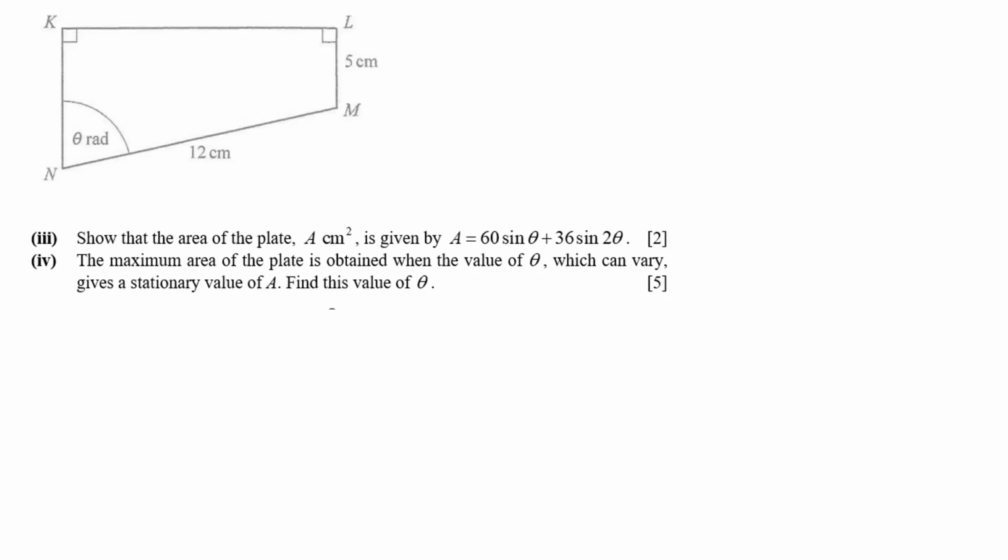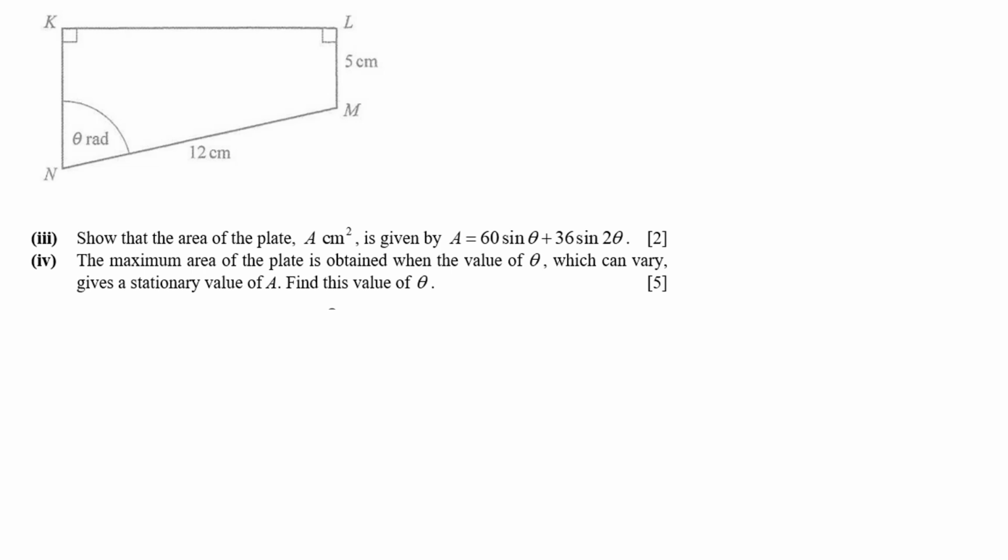Right, so part 3 and part 4 are related to differentiation of trigo functions. Part 3 is still under trigonometry because you are asked to show that the area is given by A equals 60 sine theta plus 36 sine 2 theta. So that is still trigo. Alright, so we have to find the area of a trapezium.